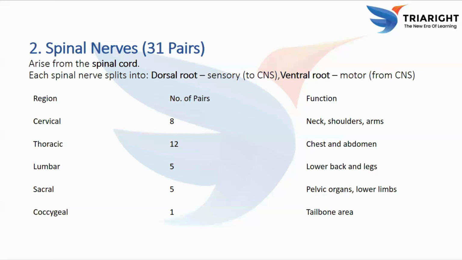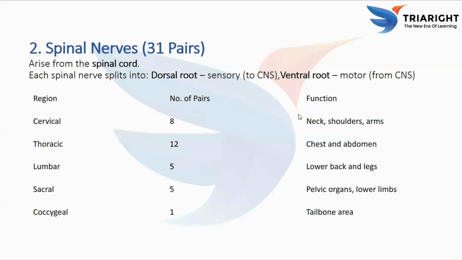So each spinal nerve has two roots. What are they? The dorsal root and the ventral root. The dorsal root carries the sensory information from the body to the CNS, whereas the ventral root carries the motor information from the CNS to the body.